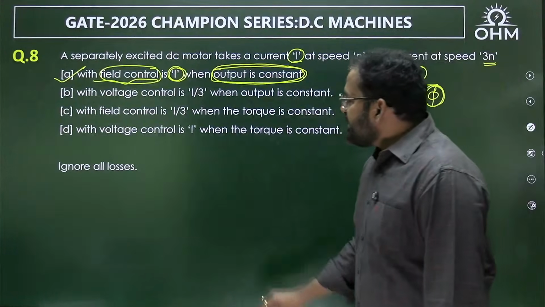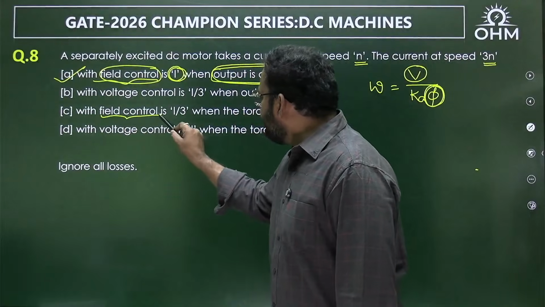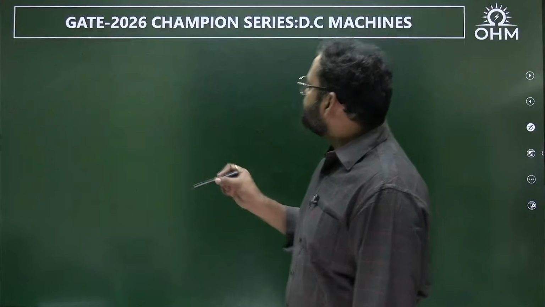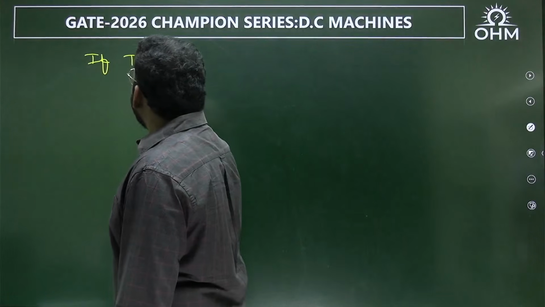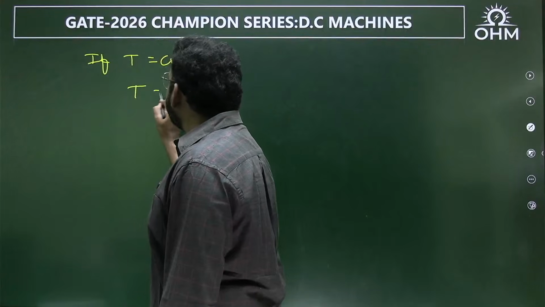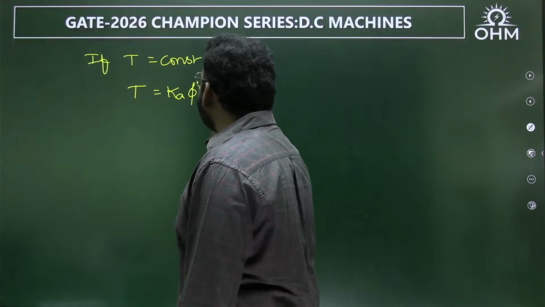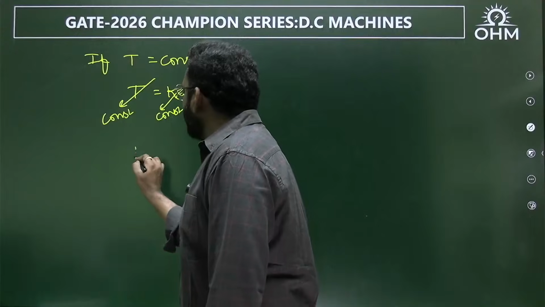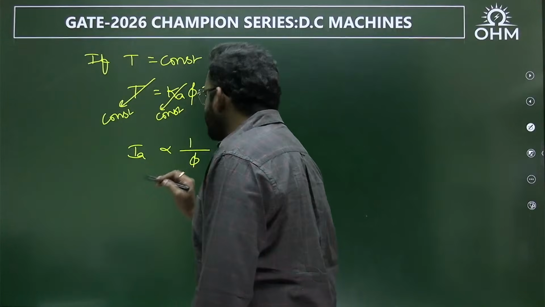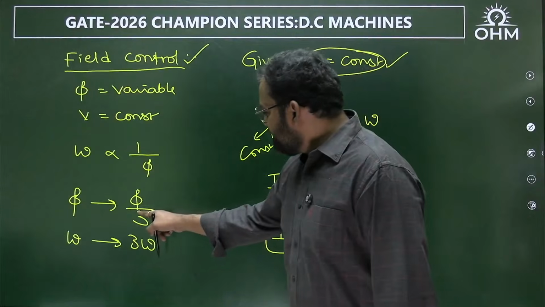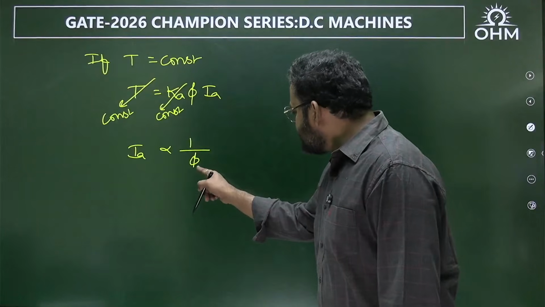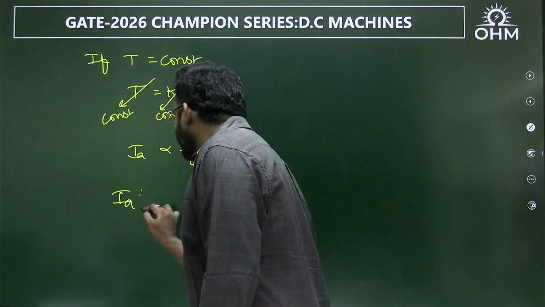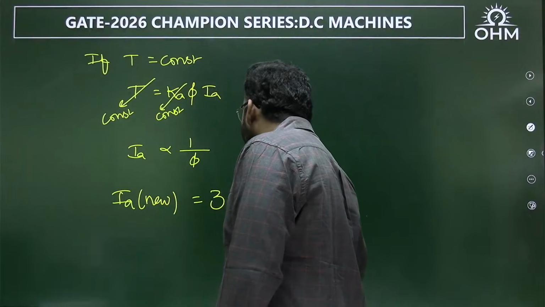Okay. But there is another option with field control method. Field control method, when torque is constant. What if torque is a constant value? If torque is a constant value, what is the formula for torque? Ka phi into Ia. If torque is a constant value, Ka is a constant value, armature current is inversely proportional to flux. What happens to flux? Flux is divided by 3. If flux is divided by 3, can I say current will be multiplied by 3?